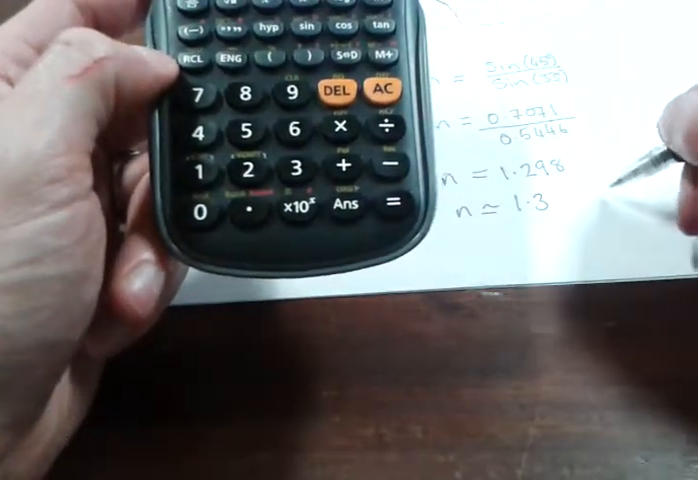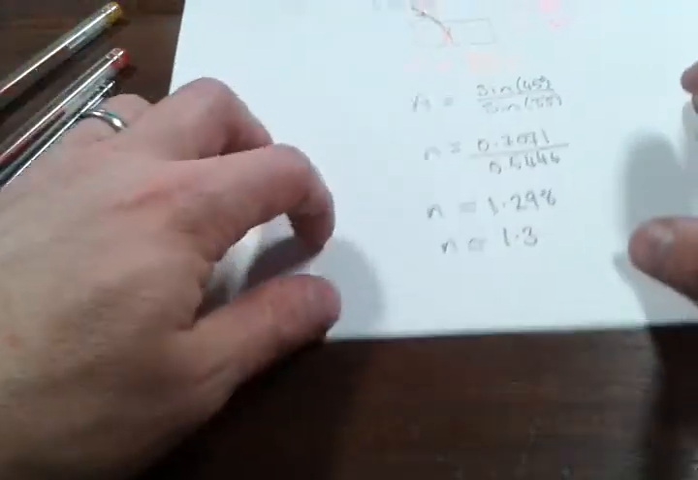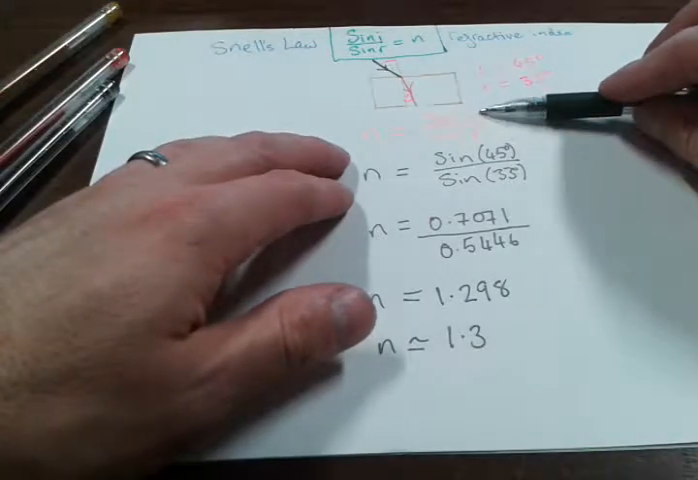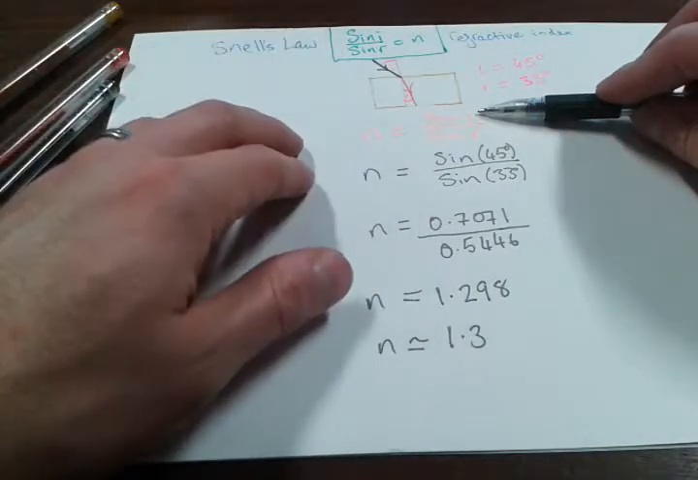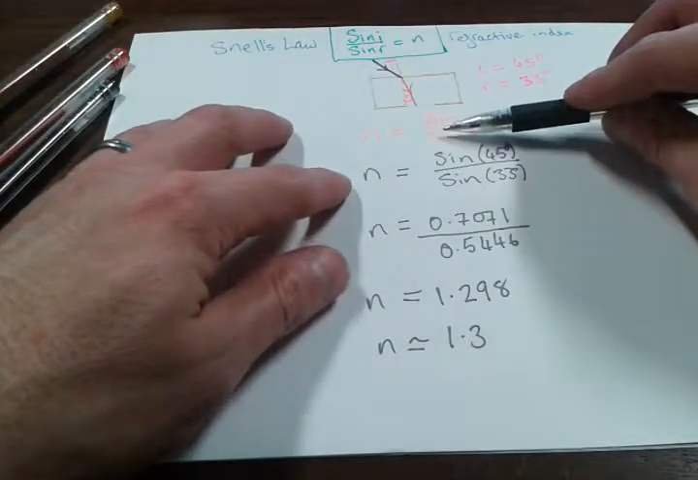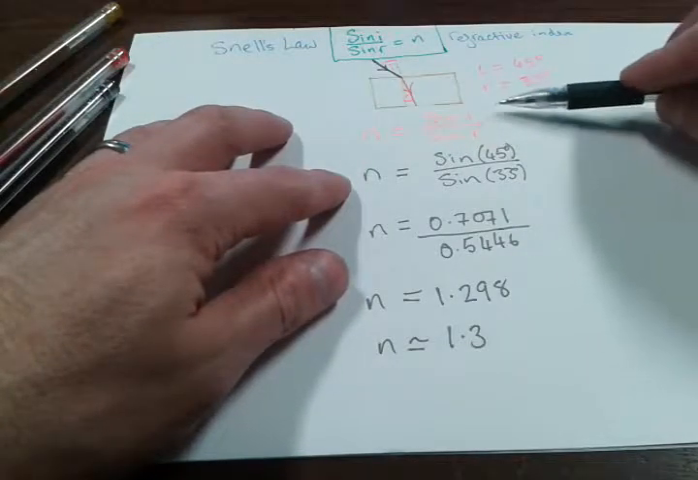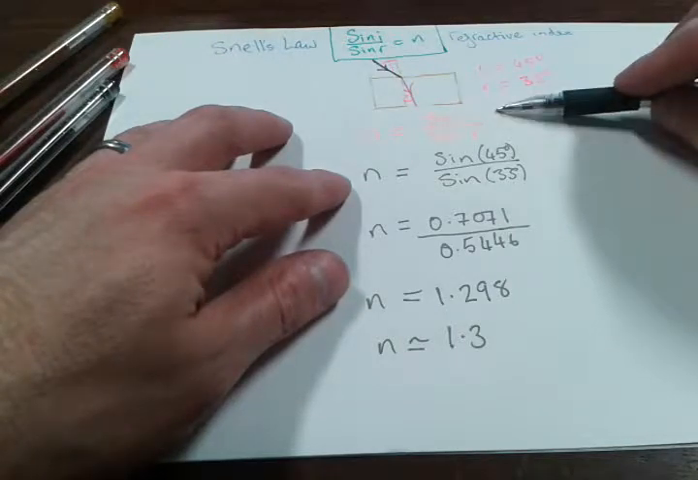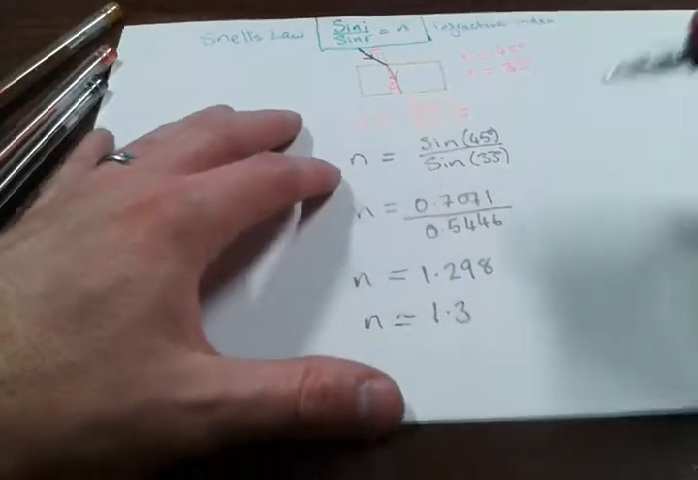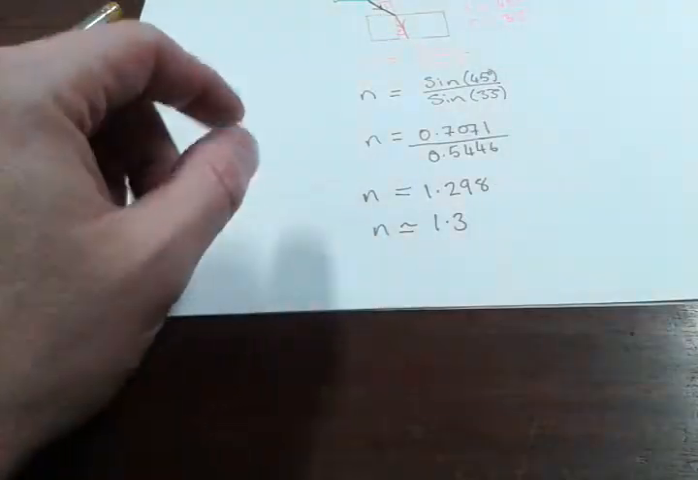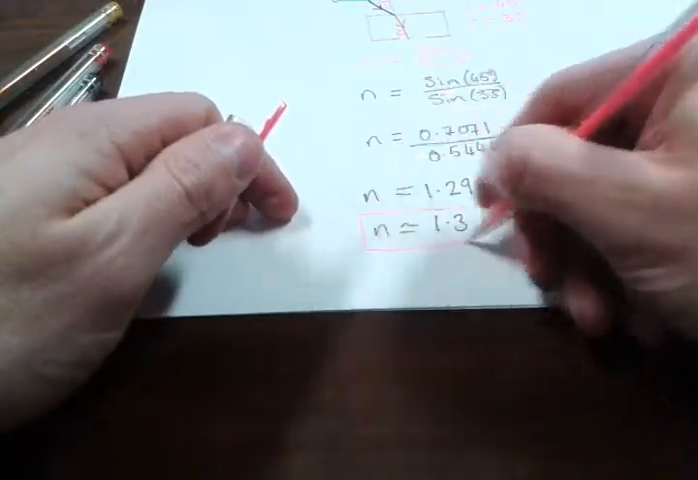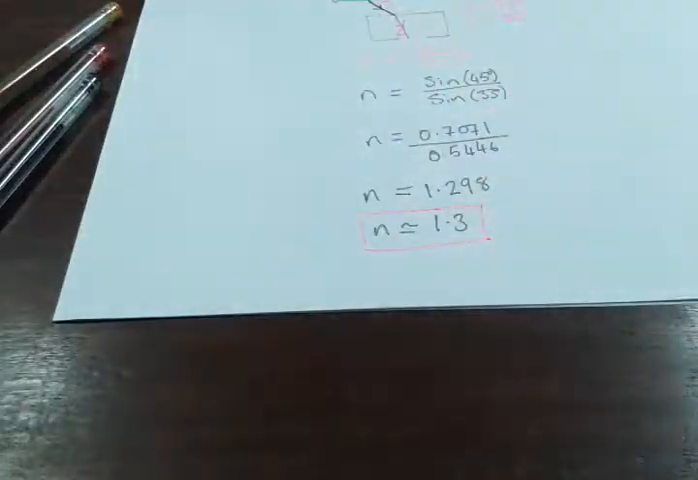Now, there are no units for refractive index. If we look at the formula, this is sine of i, and sine has no units. If you get the sine of an angle, you don't get any units, because it's just a ratio. The sine of r again has no units. So it's something without units divided by something without units, and you end up with no units in the answer. So your overall answer here is n is equal to 1.3. That's how you calculate the refractive index.